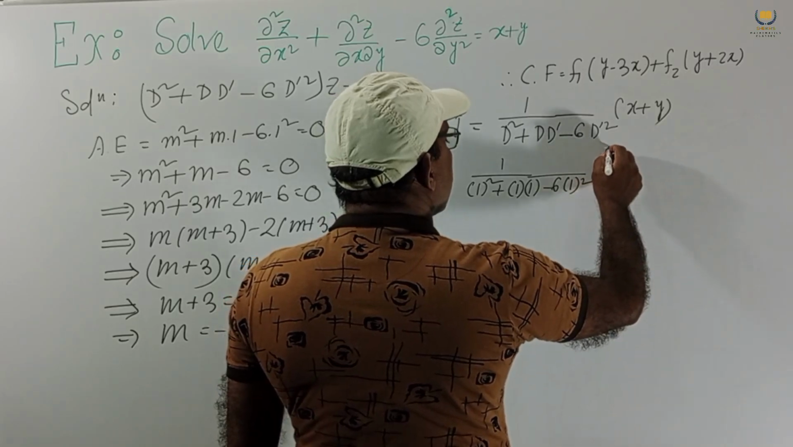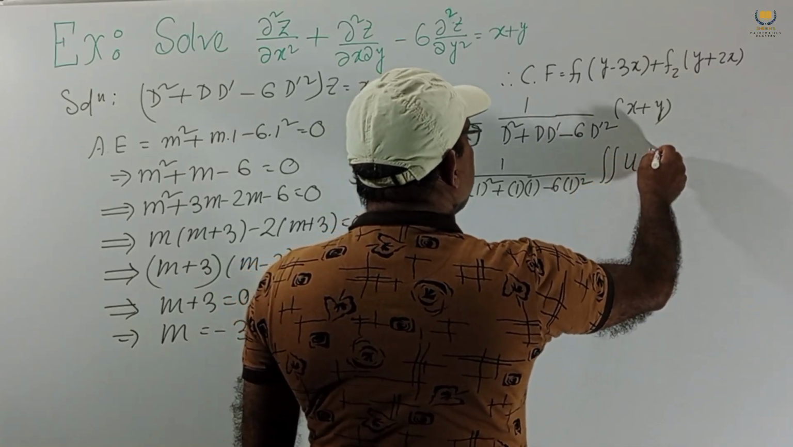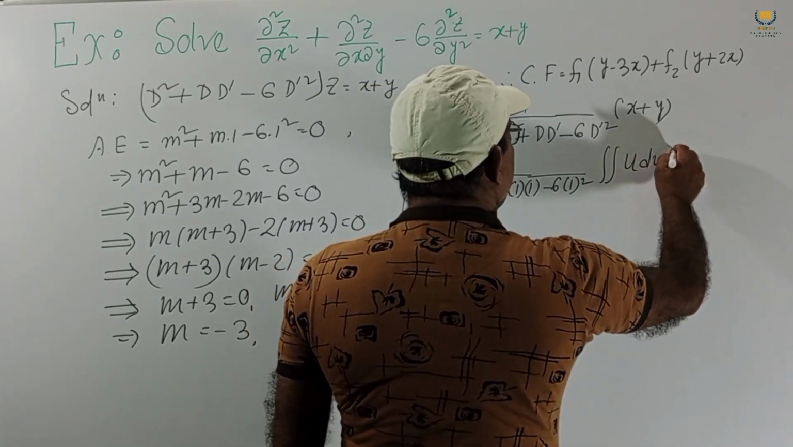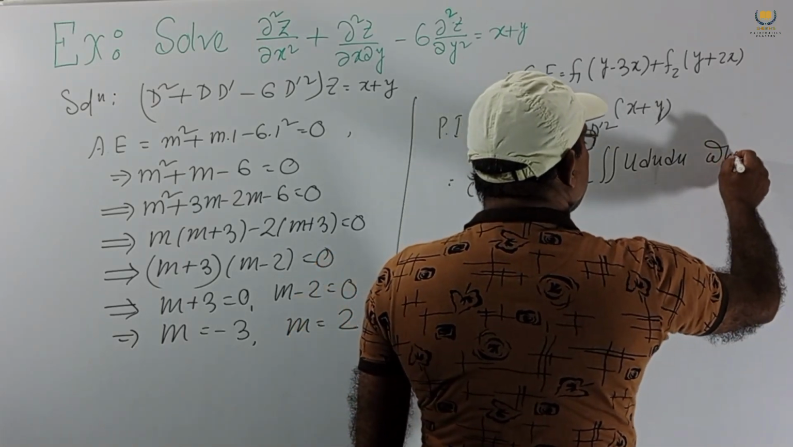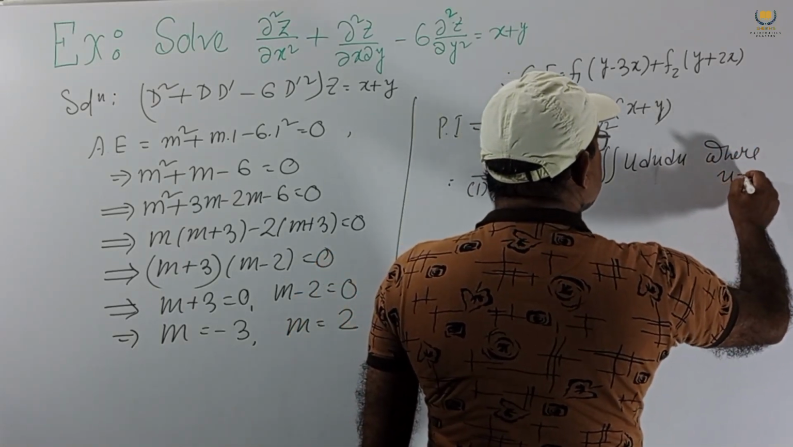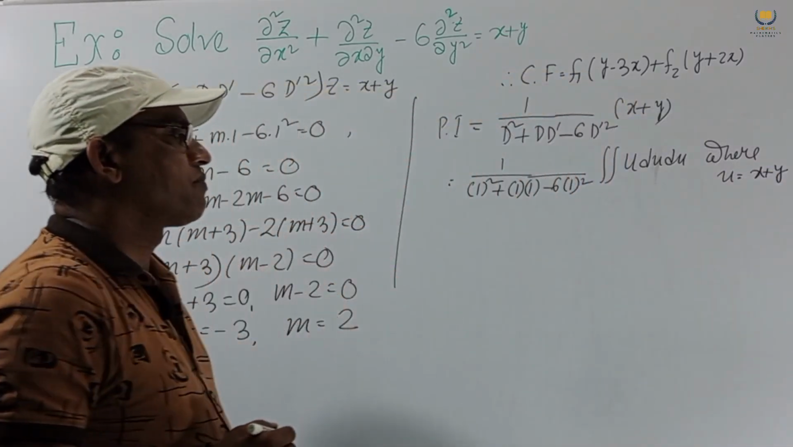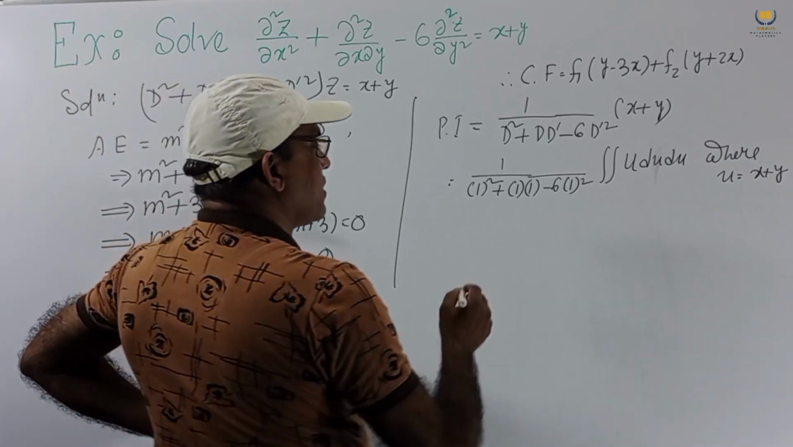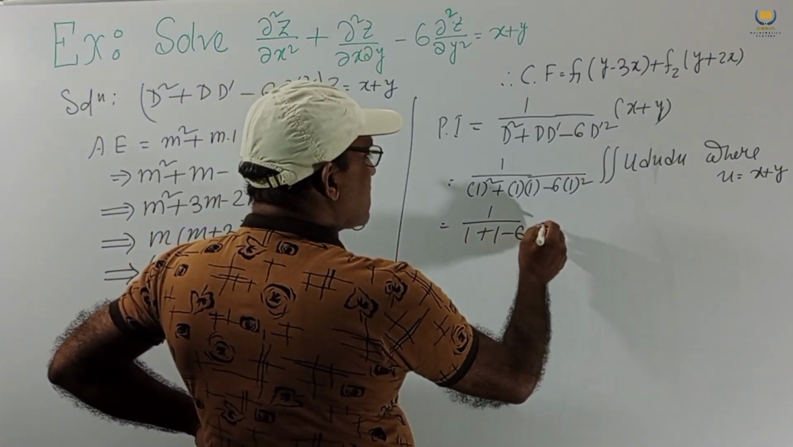And this is double integration of u du du, where u means x plus y. We get this double integration. So this is 1 by 1 plus 1 minus 6.